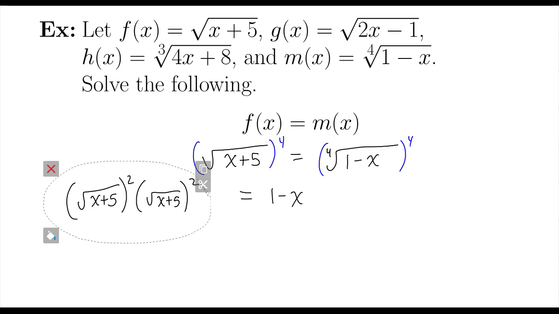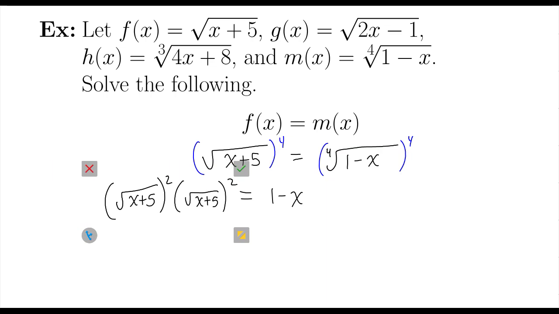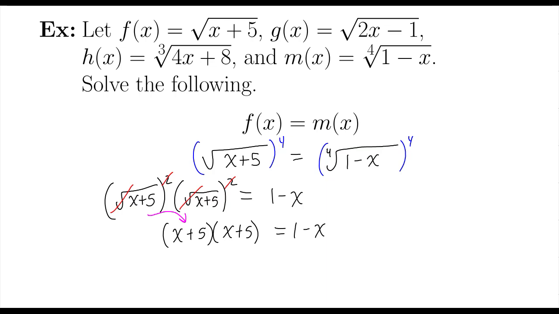You have a total exponent of 4, so you can break that up into 2 and 2. The reason why that's convenient is because in those cases, the square root and the square cancel out, the square root and the square cancel out, to leave me with x plus 5 times x plus 5 equals 1 minus x, where that comes from there and that comes from there. We have 2 sets because we raised to the 4th power, so we're going to have more than what we need on the left side.